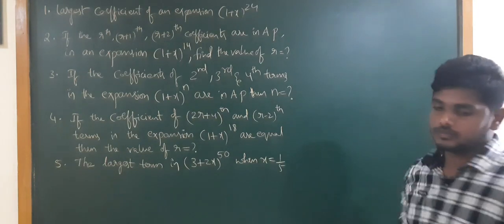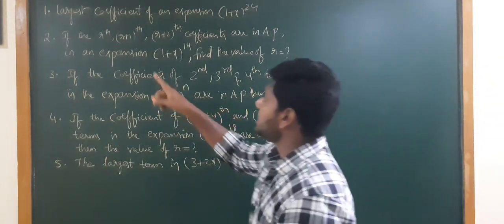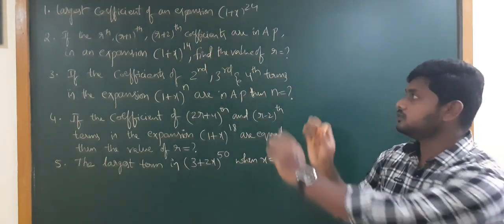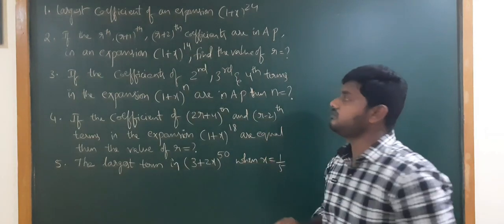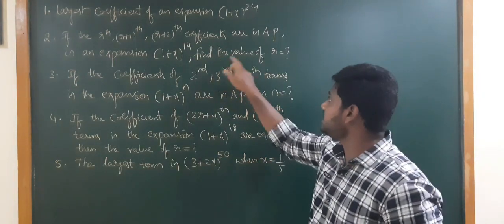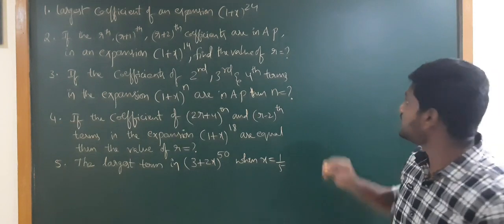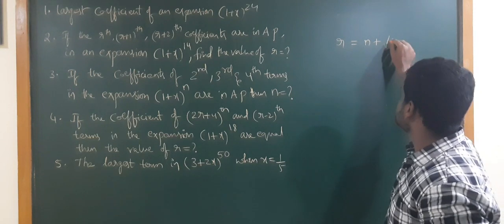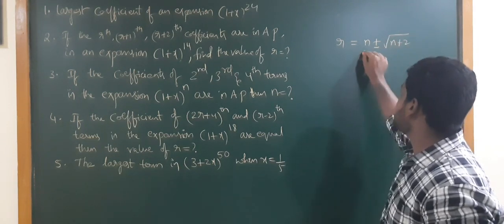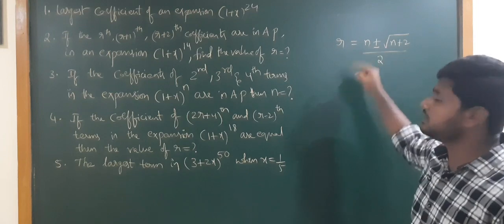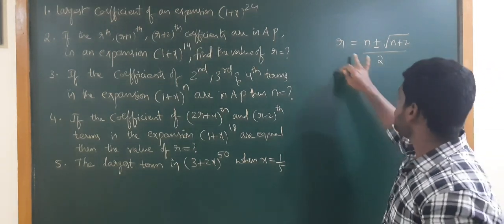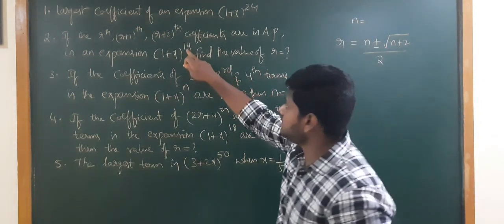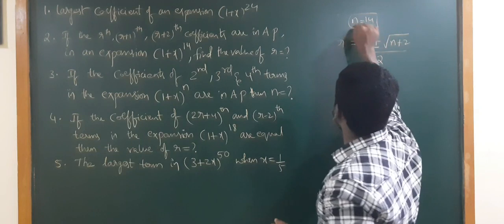Next, second question. They are telling that the r, r plus 1, r plus 2 coefficients are in AP in the expansion of 1 plus x whole to the power of 14. Find the value of r. We know that to find the value of r, we have the formula n plus or minus square root of n plus 2, divided by 2. Remember this. So in order to get that r value, we need to know the n value, right? What is the n value given here? 14.